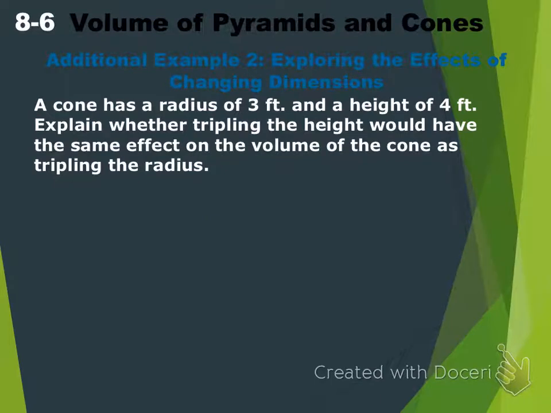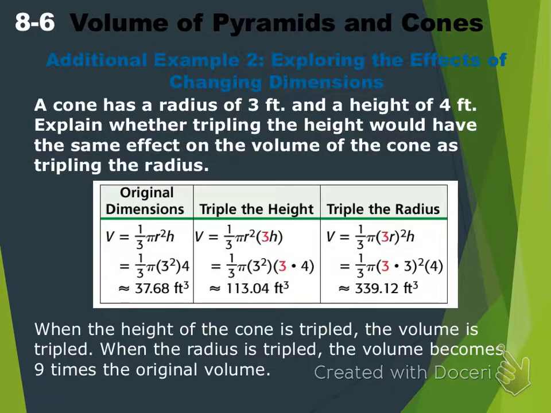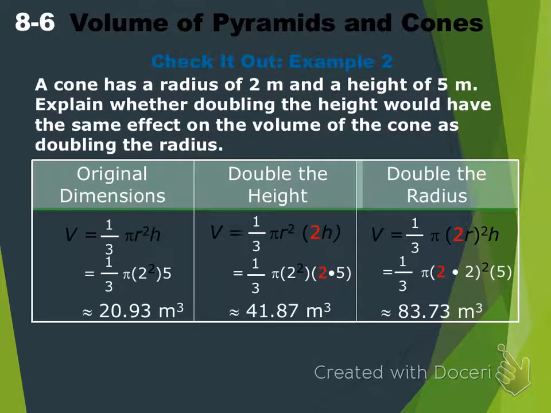But what happens when a cone has a radius of 2 meters? Here, we'll just skip ahead to this one. A cone has a radius of 2 meters and a height of 5 meters. Explain whether doubling the height would have the same effect on the volume of the cone as doubling the radius. So if you take 1/3 pi, a radius of 2 squared, times 5, you would get about 20.93 meters cubed.